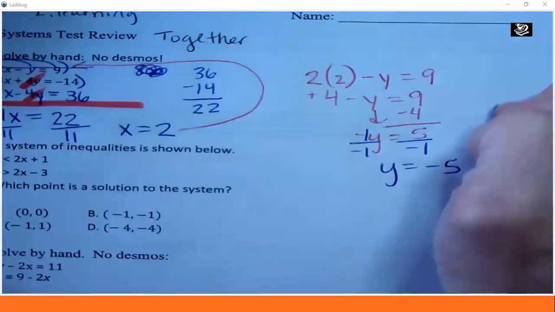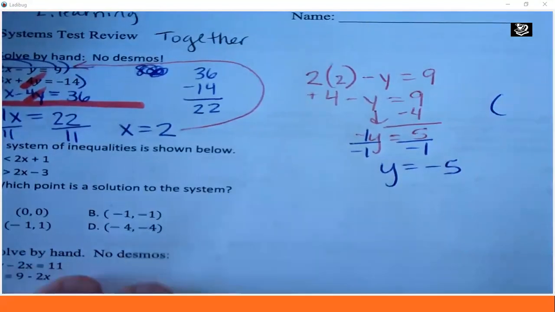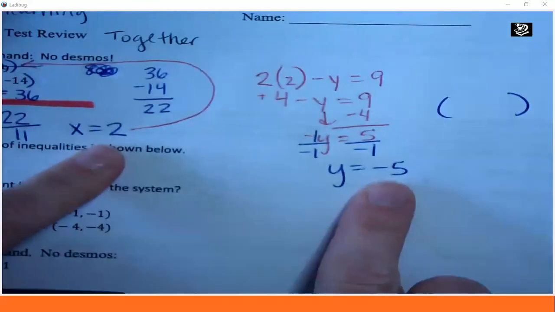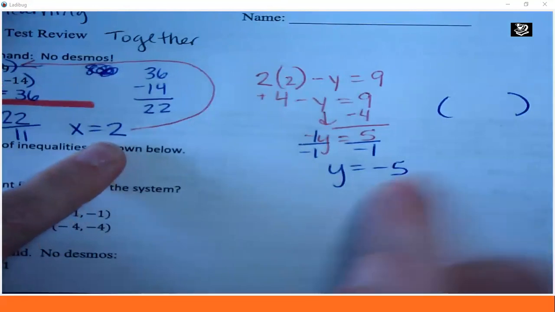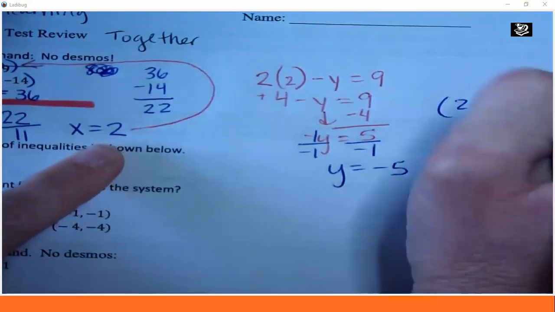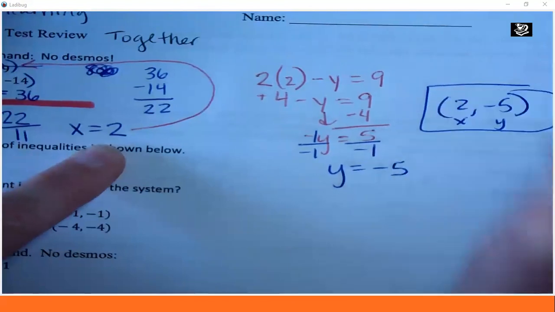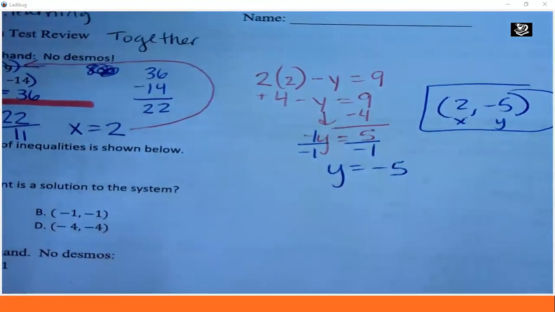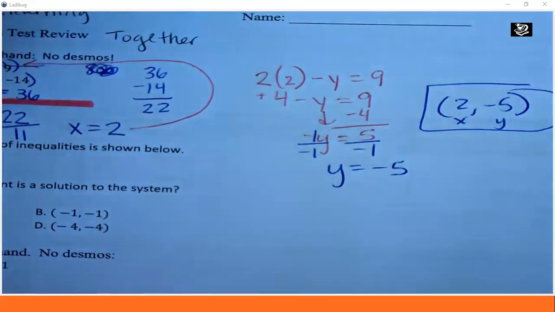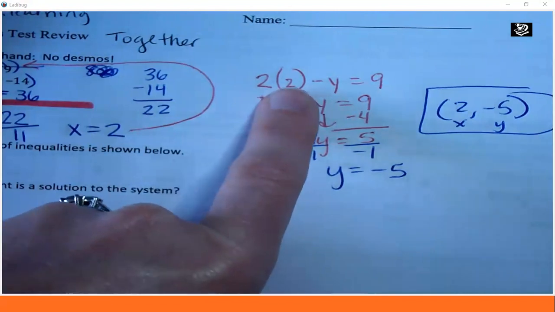Jamon, help me put my answer in parentheses. What would go in front, Jamon? The 2 or the negative 5? The 2 and then the negative 5 goes in the back. It's x and then y. So that is your answer, 2, negative 5. Okay. We multiplied 2 times 2.